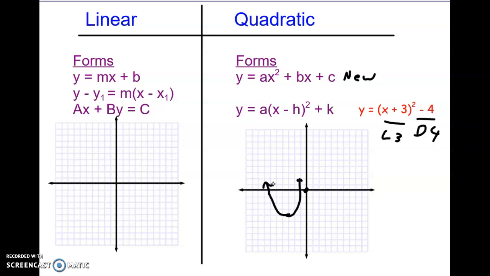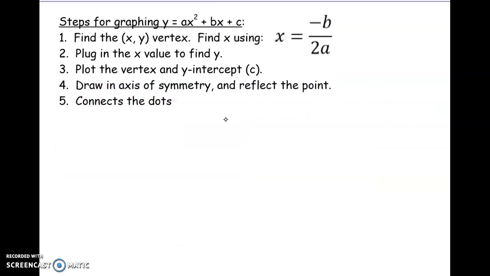Alright, so this process is going to be vastly different when it's in standard form. That's what we're going to be learning in this video. Okay, so here goes with an example. Actually, sorry, before the example, here are the steps.